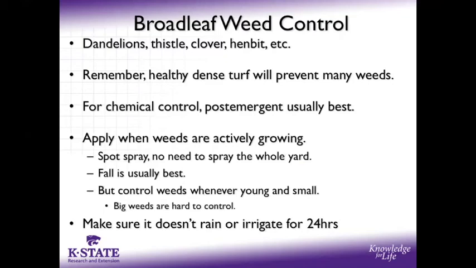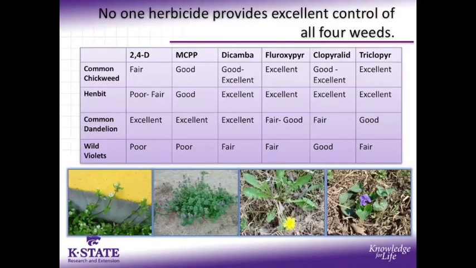So broadleaf weed control: dandelions, thistles, clovers, what we got. Post-emergence are usually best. Definitely when they're actively growing is going to kill them better because it's going to move that herbicide in with them. So what are the best ones? There's all sorts of them out here, okay? 2,4-D, MCPP, dicamba, fluroxypyr, clopyralid, triclopyr. The list goes on and on and on.